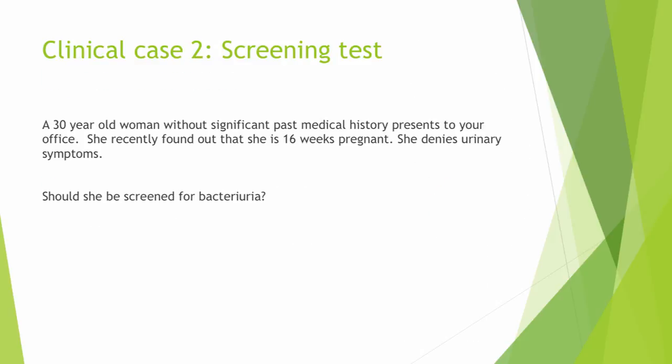We're going to move on to our second clinical case, and this is a screening test. So now we have a 30-year-old woman, and she's healthy, and she is pregnant, and she's not having any urinary symptoms, meaning she's not having pain when she pees or going more often or having to go all of a sudden. And we want to know, should she be screened for bacteria in her urine, also called bacteriuria?